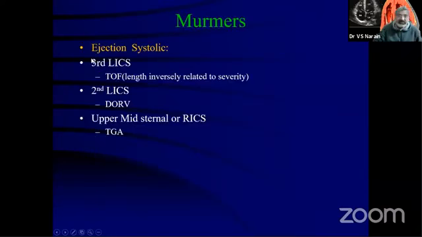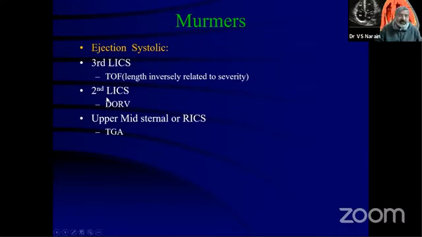Murmurs, the ejection systolic murmurs: if you hear it in the third left intercostal space, it is because of pulmonary stenosis in tetralogy of Fallot. This is known to everybody: the more the cyanosis, the more is the severity of the pulmonary stenosis, and the lesser will be the intensity and the length of this ejection murmur. In fact, if the patient is deeply cyanosed, then you might not hear a murmur at all.